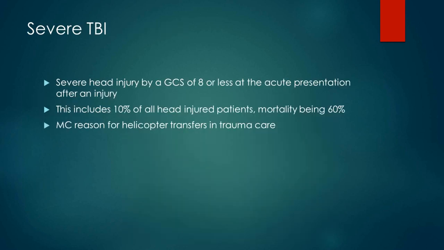Severe TBI is a head injury with a GCS of 8 or less at the acute presentation after an injury. This is approximately 10% of all TBI patients, with mortality being around 60%. Severe TBI is actually, on a side note, the most common reason for helicopter transfer in trauma care.